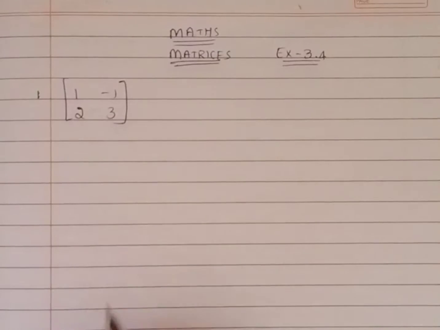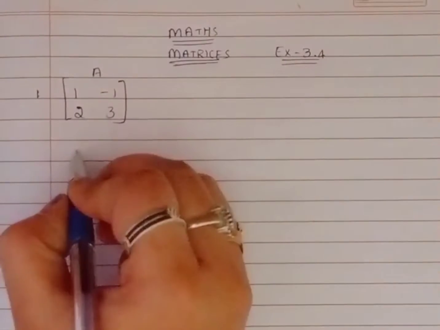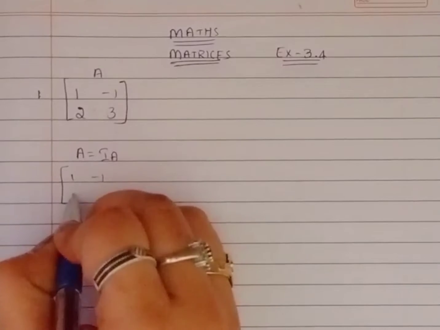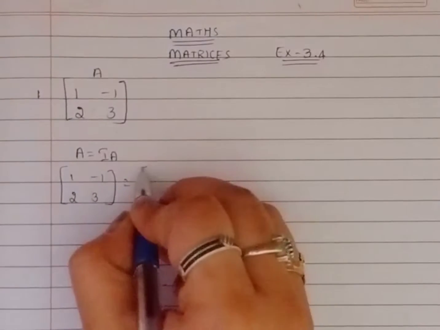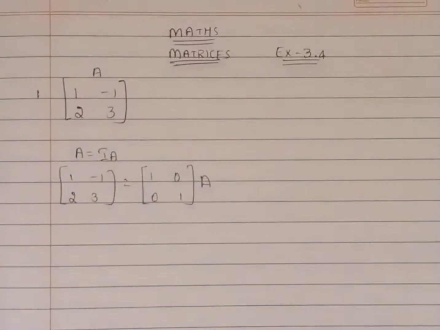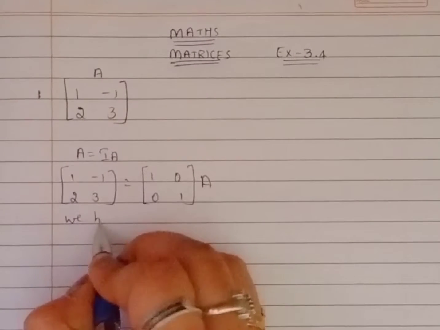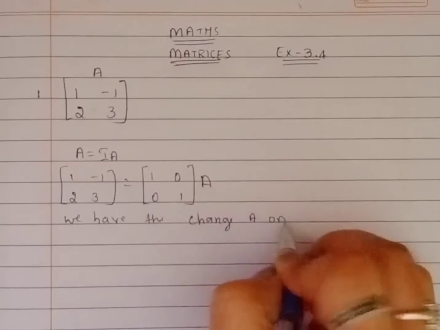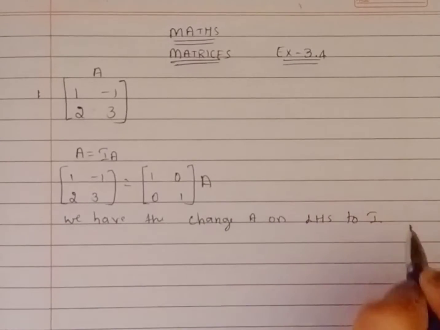Let's consider this matrix as A. In order to get the inverse of this matrix using elementary operations, first we have to consider A equals IA. A is [1, -1; 2, 3], whereas I is the identity matrix [1, 0; 0, 1], and this A we have to write as it is. In order to get the inverse of A, we have to change the A on the LHS to the identity matrix I.